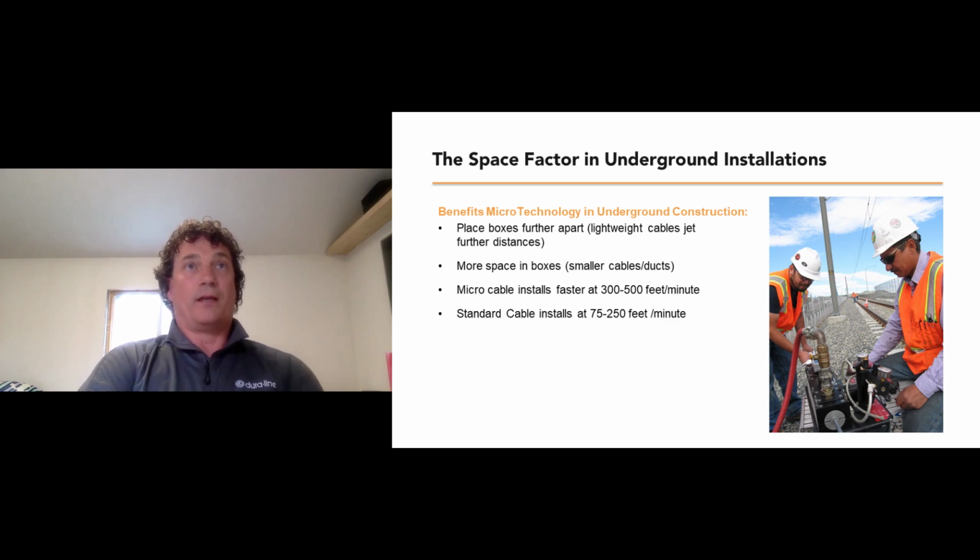there's more space in those boxes to have a variety of different cables. The micro cable installs much faster, 300 to 500 feet per minute, versus a standard cable when you're rope rodding and pulling, 75 to a maximum 250 feet a minute if you're starting to use equipment. The equipment here on the micro is much smaller. It's easier to handle. It requires less labor and fewer people to handle the equipment.